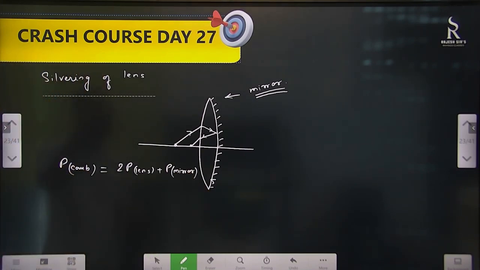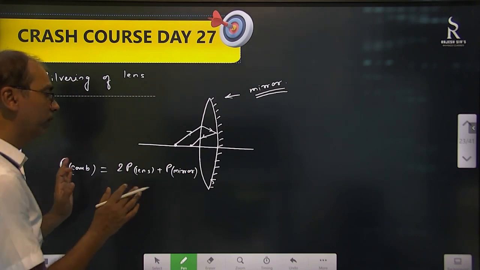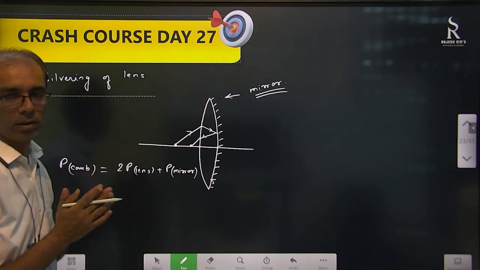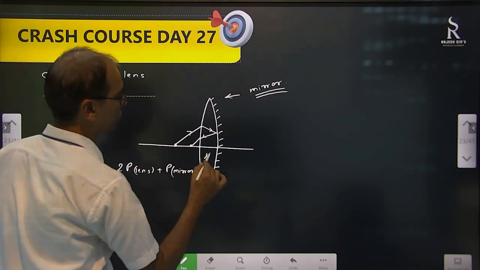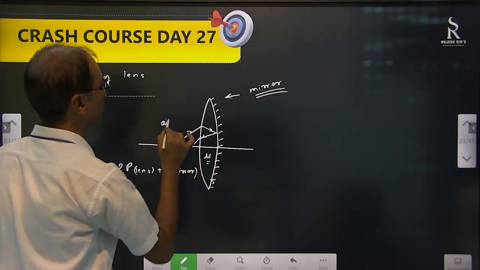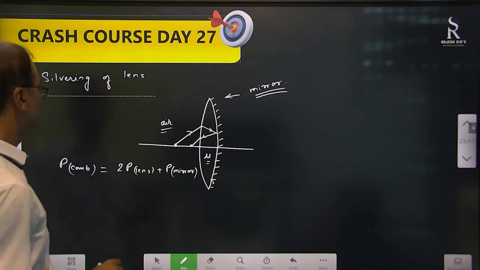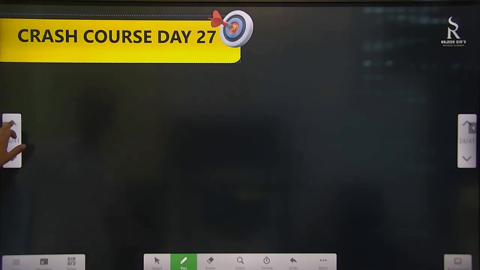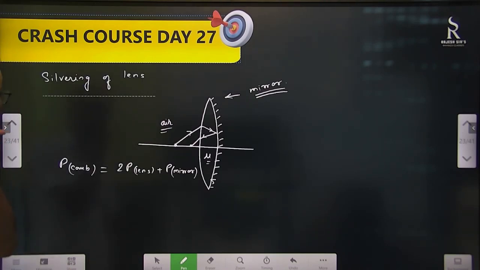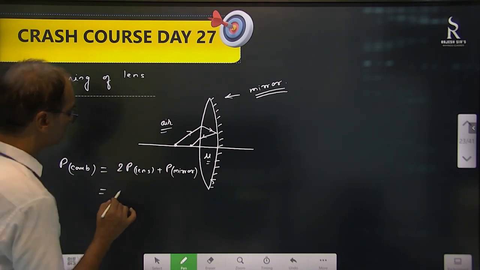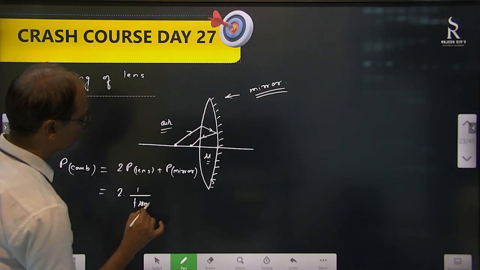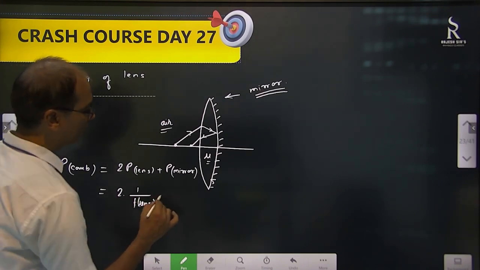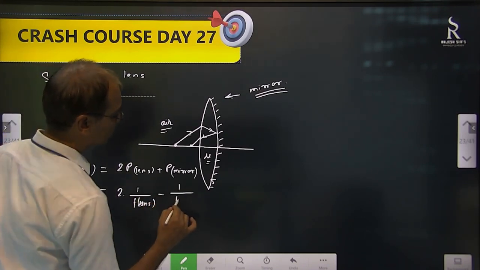So now what we have to do? We have to find its focal length or its power. Suppose this is an equiconvex lens, this is mu and this is air. Let's find out its power. Power of lens means 2 into 1 by focal length of lens, and power of mirror we will say minus 1 by focal length of mirror.